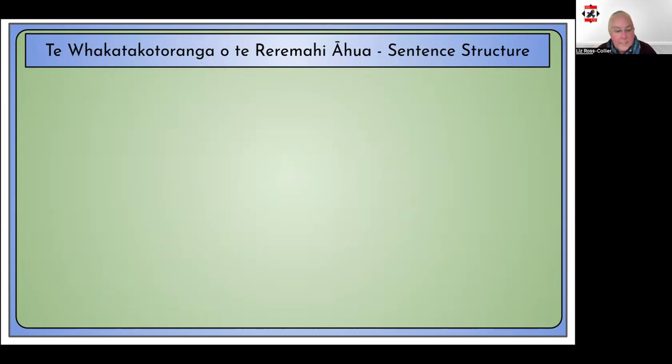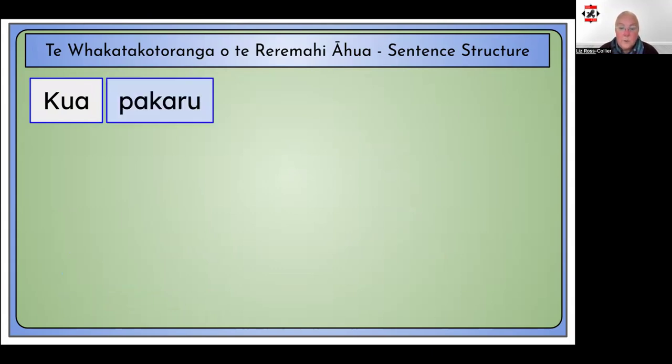So here's how the sentence works. Just like the standard reremahi, we start with the tohu wā. In the first sentence example, it's kua. Next, the tohu wā is followed by the tūmahi āhua, the stative verb. Kua pakaru, has been broken.